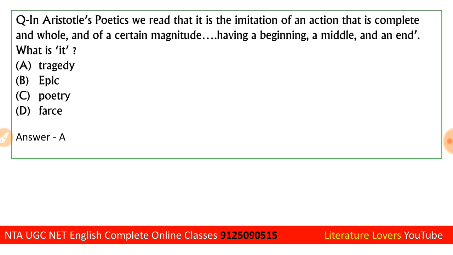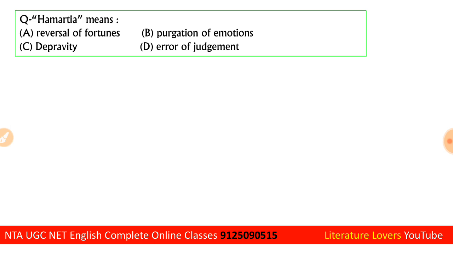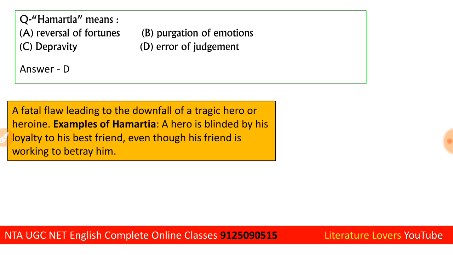So here is the next question. Hamartia means reversal of fortune, purgation of emotions, depravity, or error of judgment. So do select the right answer. And learners, I think this one is a super easy question for you. So here is the correct answer you can see on your screen. This one is a fatal flaw or error of judgment. That is known as hamartia.